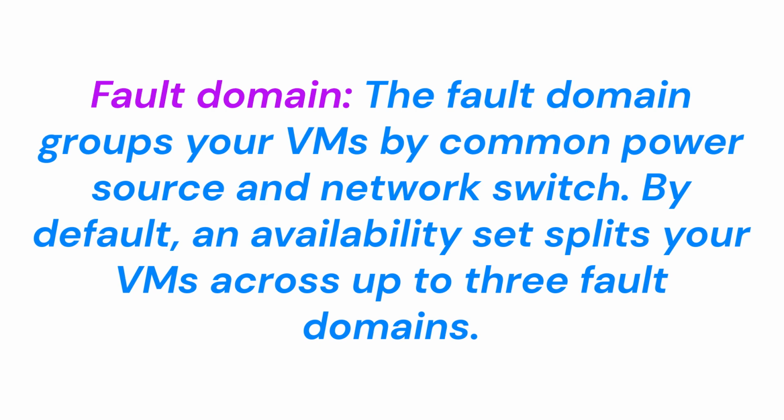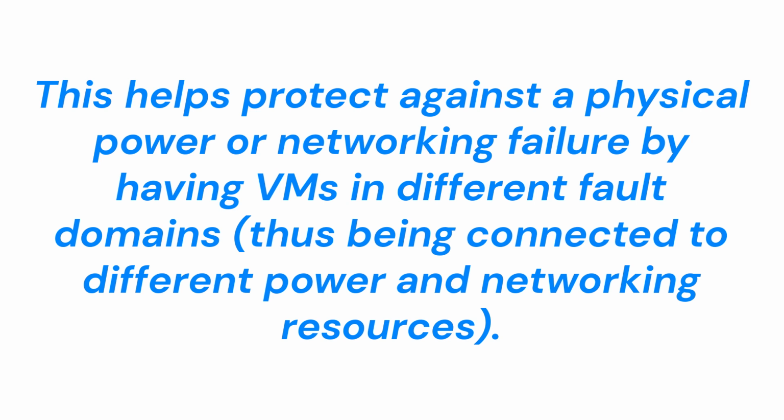Fault domain. The fault domain groups your VMs by common power source and network switch. By default, an availability set splits your VMs across up to three fault domains. This helps protect against a physical power or networking failure by having VMs in different fault domains, thus being connected to different power and networking resources. Best of all, there's no additional cost for configuring an availability set. You only pay for the VM instances you create.